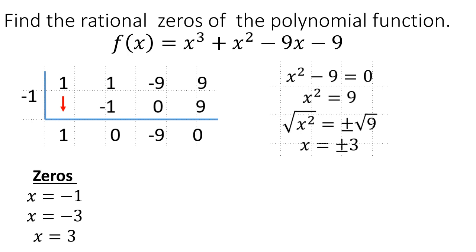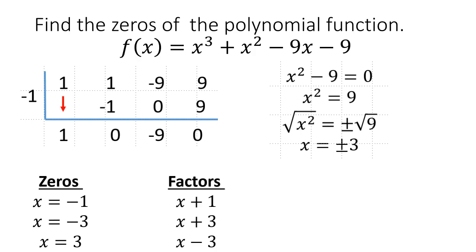Now, if they asked us to find the factors of the polynomial, we just move the numbers to the other side again. Add 1 on both sides, add 3 on both sides, and subtract 3 on both sides. So the factors can be written as x plus 1 times x plus 3 times x minus 3. And you will have some homework problems that will ask you, instead of the zeros, for the factors.